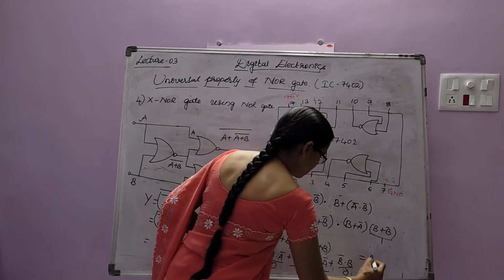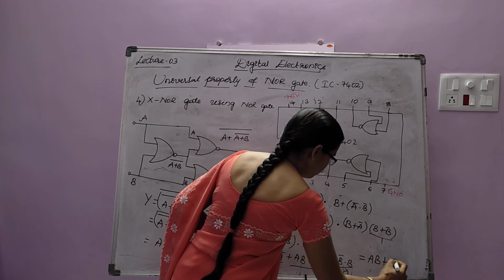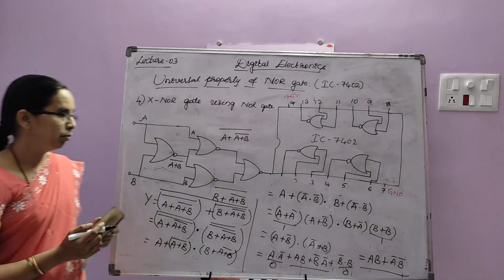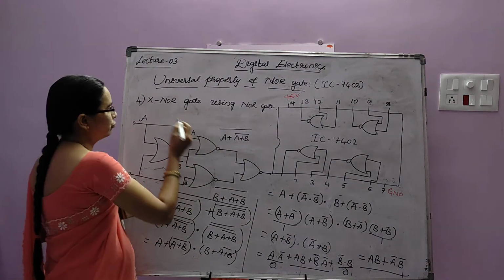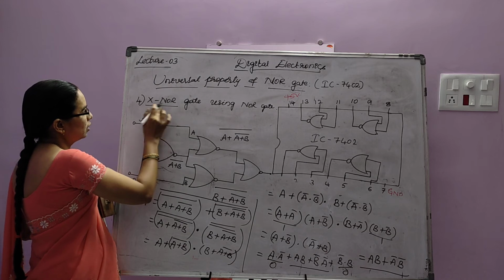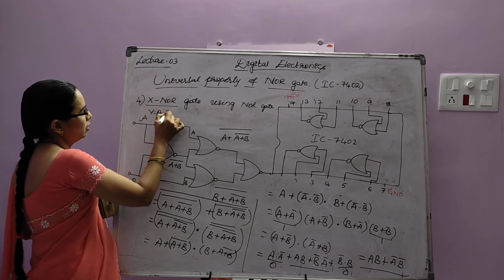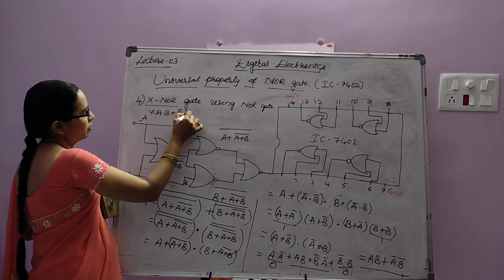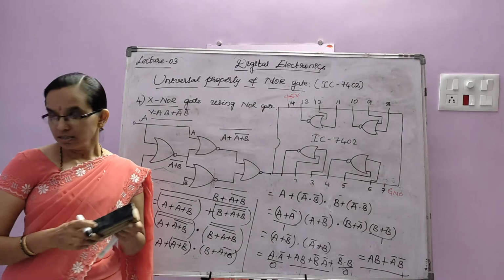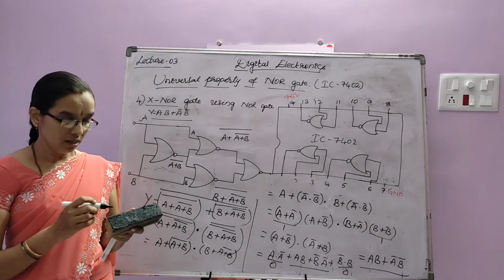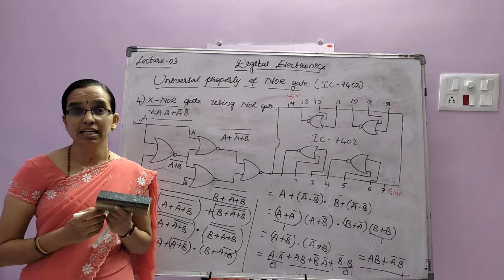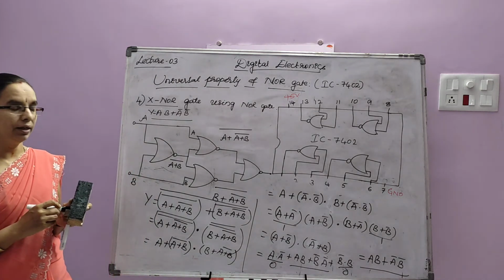AB plus A bar B bar. B bar A bar can be written as A bar B bar, which is the output for the XNOR gate. The output will be AB plus A bar B bar. Okay. This is how we realize OR and NOT and XNOR gate using NOR gate.